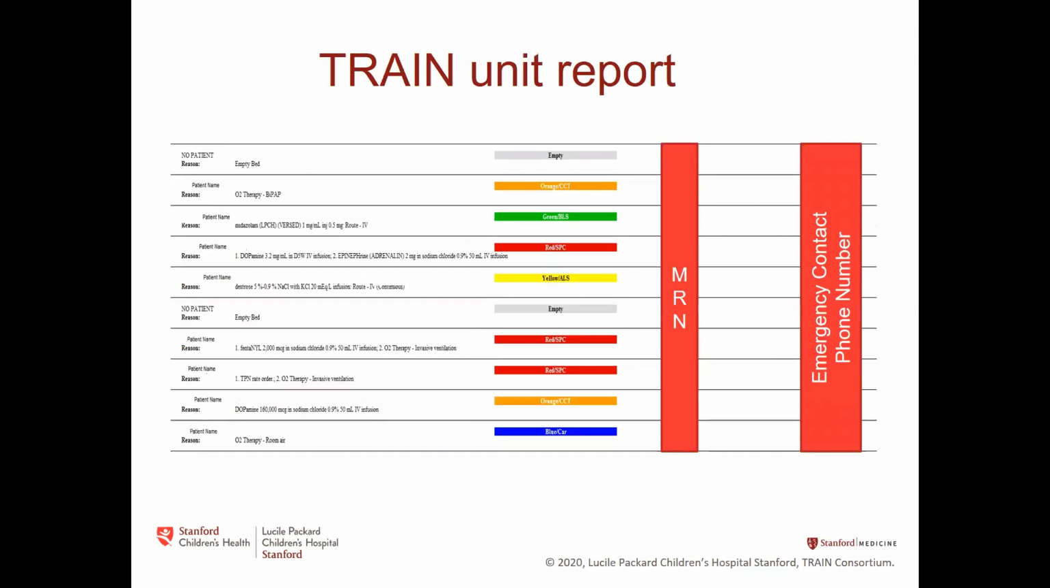So this is just an example of what our report looks like. This is by unit. We have each patient and what triggers their color scoring. And then we also put down their emergency contact information so we can run the report, take it with us if we need to, and if we're leaving the organization, we have that emergency information.